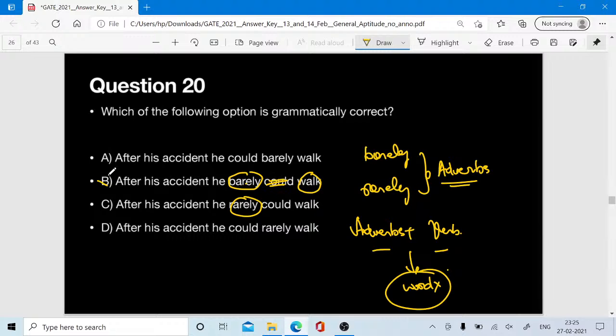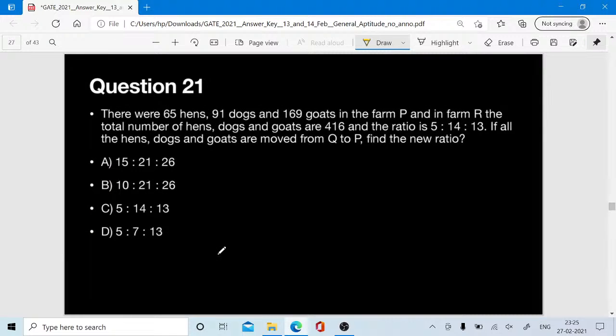So B cannot be the answer. Rarely and walk, there is a word in between. So C cannot be the answer. So the right options are going to be A and D. This was an MSQ, I believe. So the right options are A and D. Let's move on to the next question.